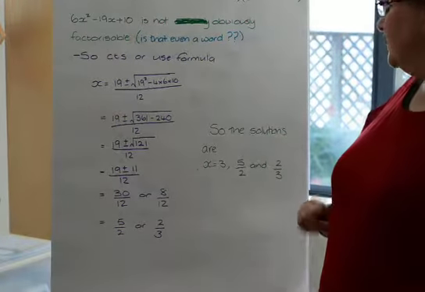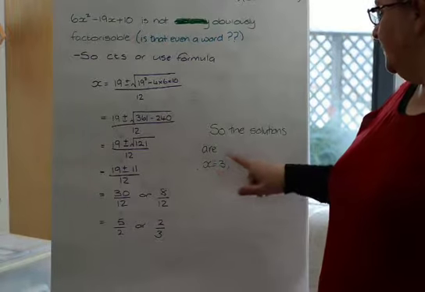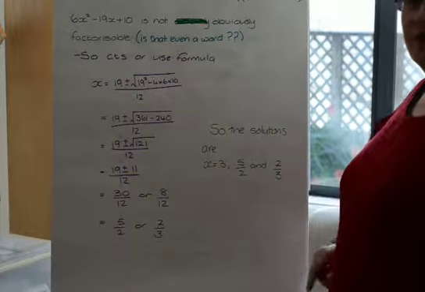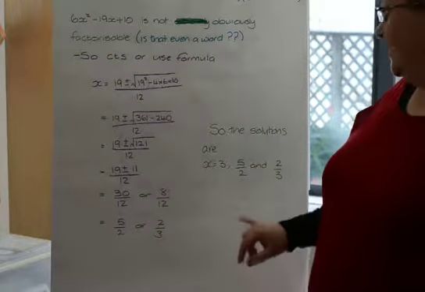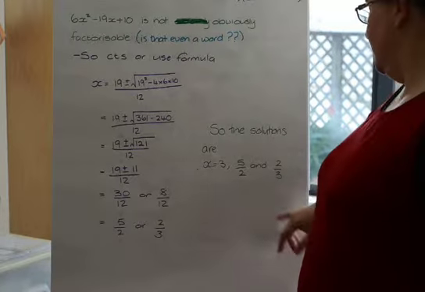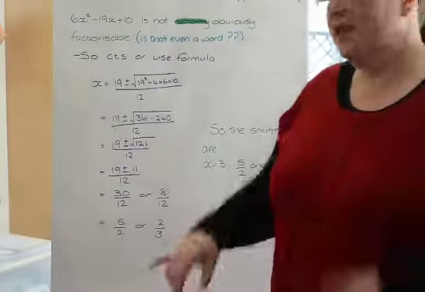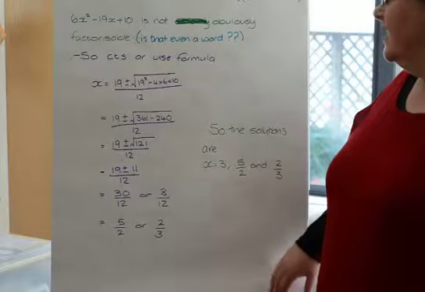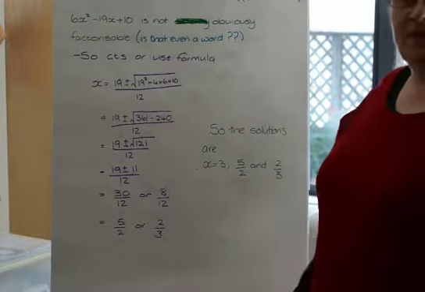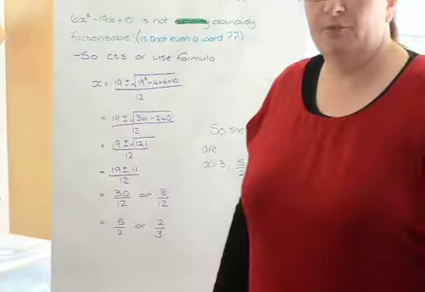So my solutions are x equals 3, 5 over 2 and 2/3. If you're being pedantic, you would write them in ascending order, so it would be 2/3, 5 over 2 and 3, but that's if you're going to be pedantic. So that is solving cubic and higher degree polynomials.